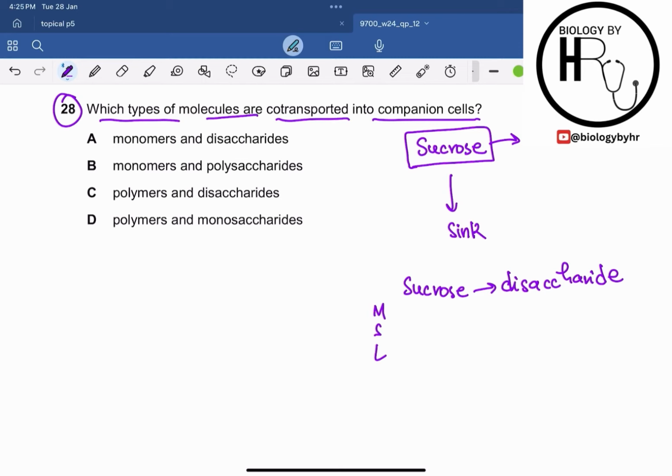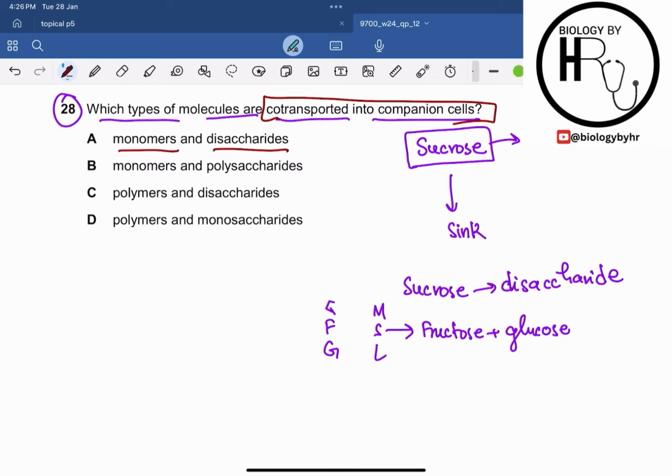Let me check. Yes, sucrose is made up of fructose and glucose, right? So what can be the correct answer to this question, which type of molecules are co-transported into the companion cell? It may be the disaccharides and the monomers, right? So option A would be our correct answer over here. I hope that this is clear to all of you.